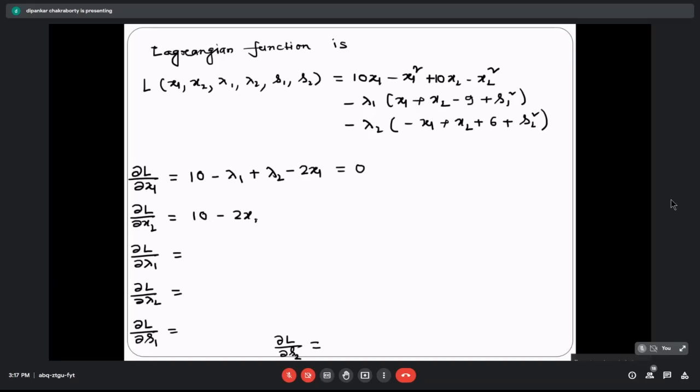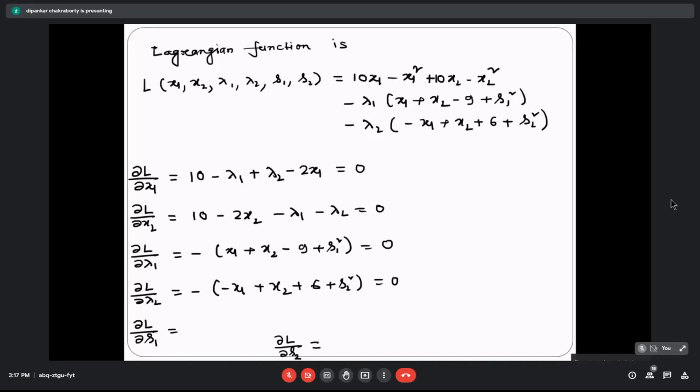Del L del x2 is what? 10 minus 2x2 minus lambda 1 minus lambda 2 is equal to 0. Del L del lambda 1: minus of (x1 plus x2 minus 9 plus s1 square) is equal to 0, and minus of (minus x1 plus x2 plus 6 plus s2 square) equal to 0. And del L del s1 we know is minus 2 lambda 1 s1, this will also be 0. And minus 2 lambda 2 s2 is equal to 0.